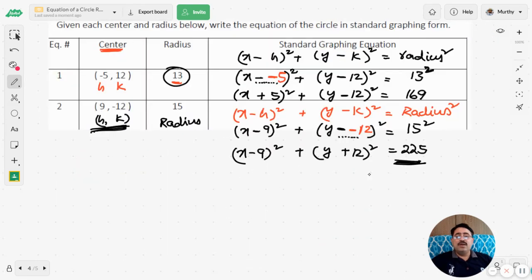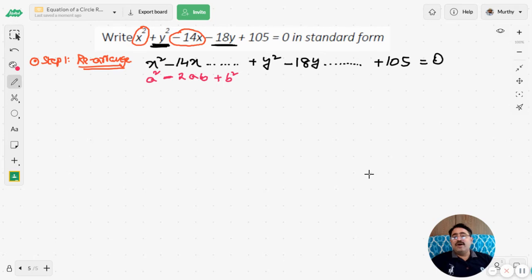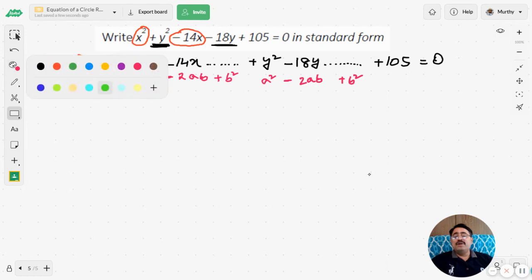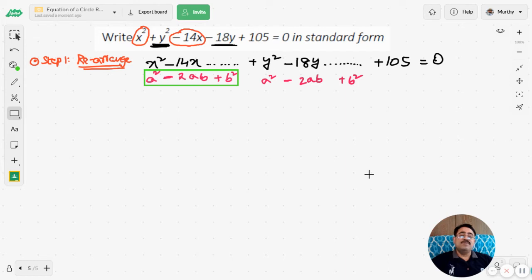So this is the formula, and the next one is a square minus, because there is a negative sign here, minus 2ab plus b square. Okay, so again I'm repeating, you have to memorize these formulae, that is a square minus 2ab plus b square and a square plus 2ab plus b square. These two formulae you have to memorize.